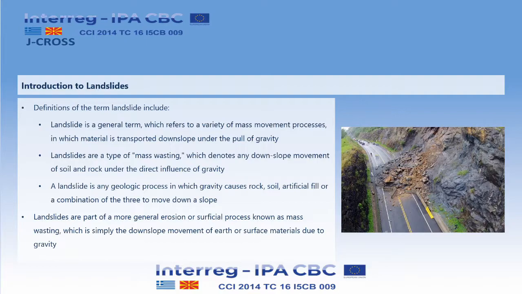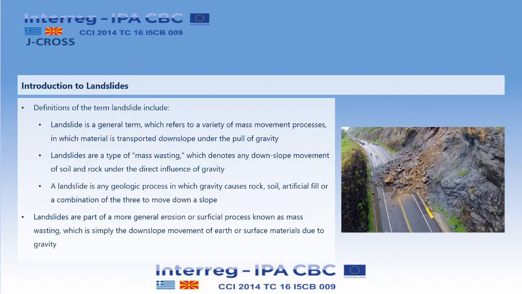Definitions of the term landslide include: landslide is a general term, which refers to a variety of mass movement processes, in which material is transported downslope under the pull of gravity. Landslides are a type of mass wasting, which denotes any downslope movement of soil and rock under the direct influence of gravity. A landslide is any geologic process in which gravity causes rock, soil, artificial fill, or a combination of the three to move down a slope.